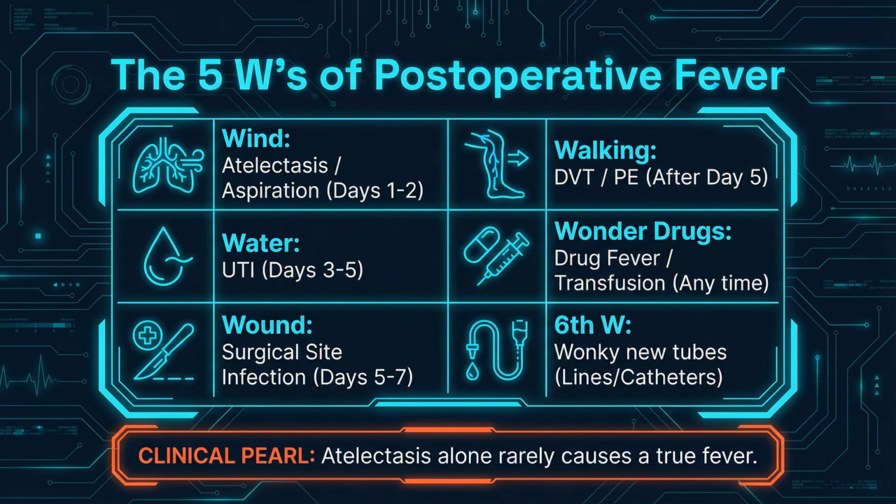You are likely familiar with the classic 5 Ws of postoperative fever. Wind for atelectasis or aspiration on days 1 to 2. Water for urinary tract infections on days 3 to 5. Wound for surgical site infections on days 5 to 7. Walking for deep vein thrombosis or pulmonary embolism after day 5. And wonder drugs for drug fever or transfusion reactions at any time. Some also add a 6th W for wonky new tubes, reminding us to check central lines and catheters.